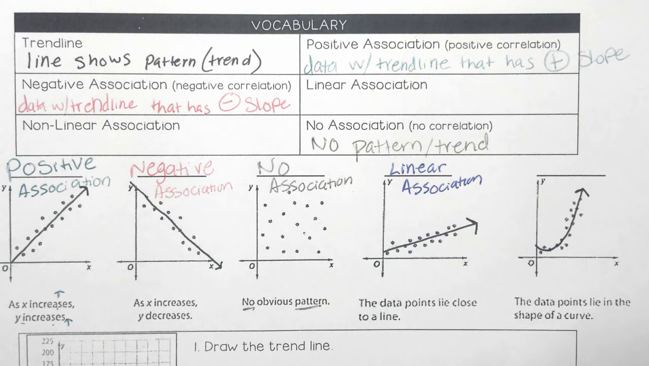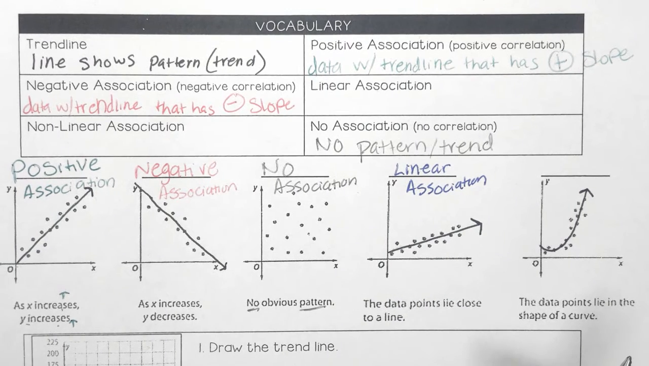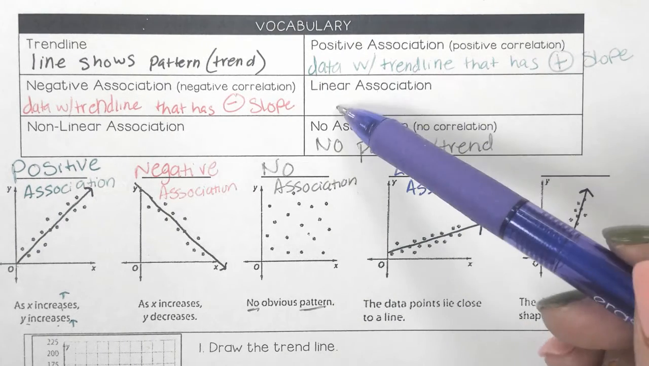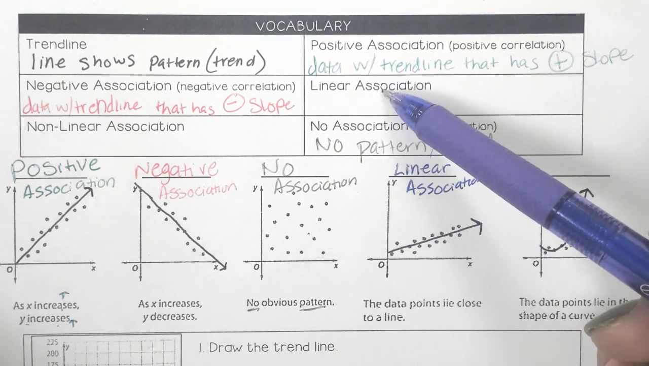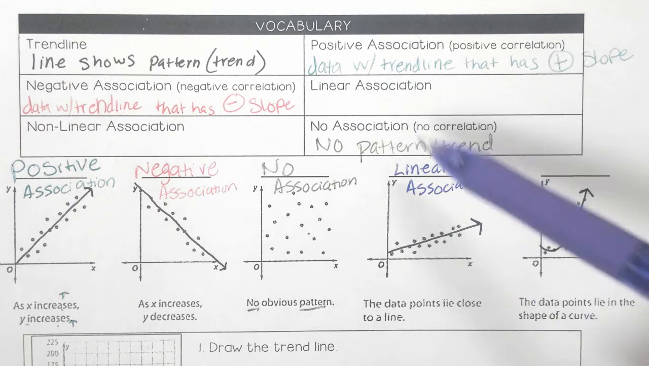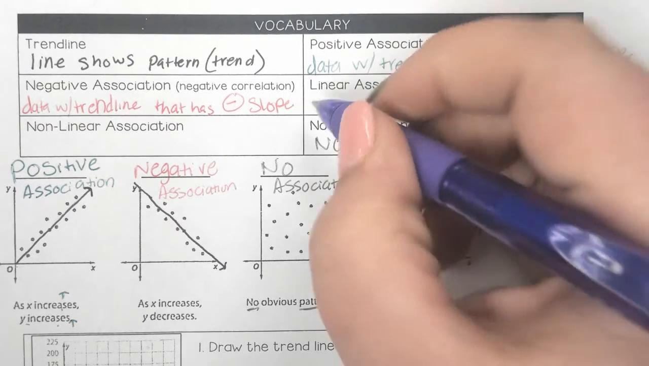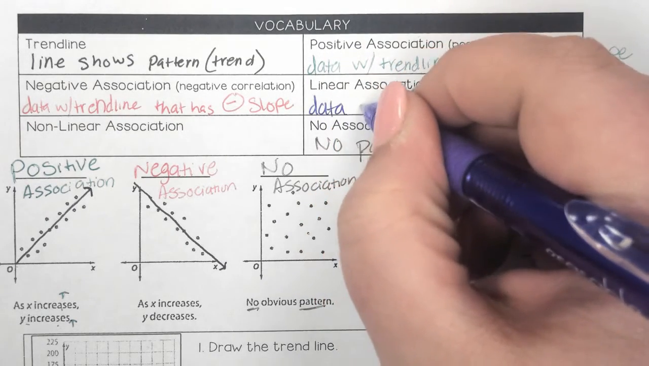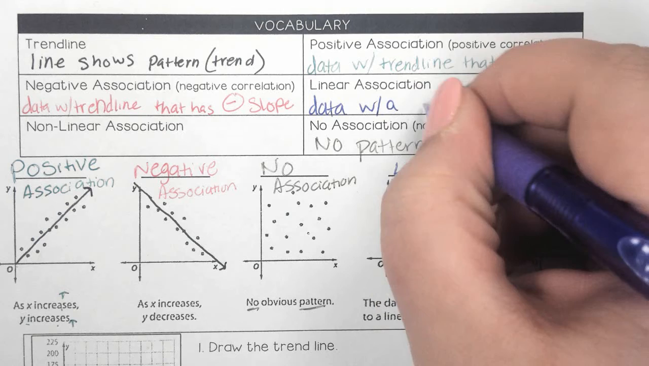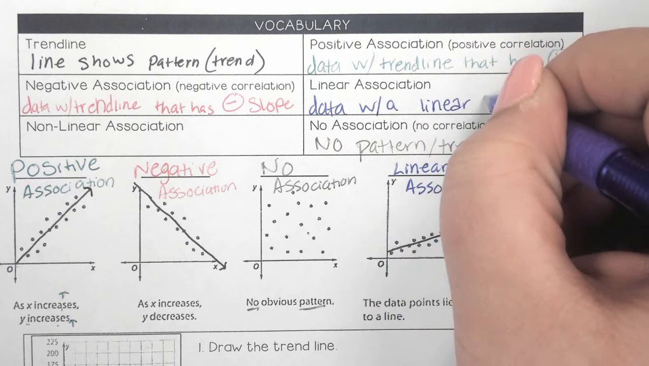Or I could say that this scatter plot, this data, shows us positive linear association. Again, because we define association based on whatever the trend line shows us, then a linear association is data with a linear trend line.